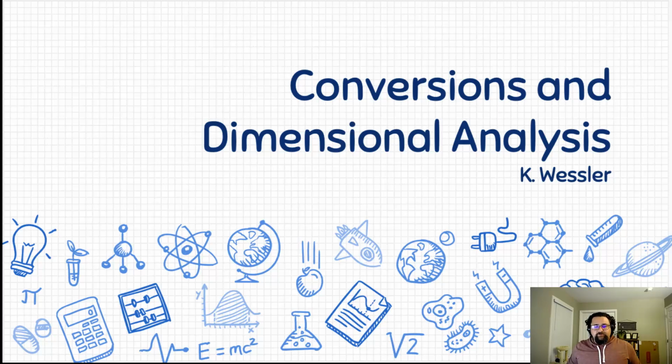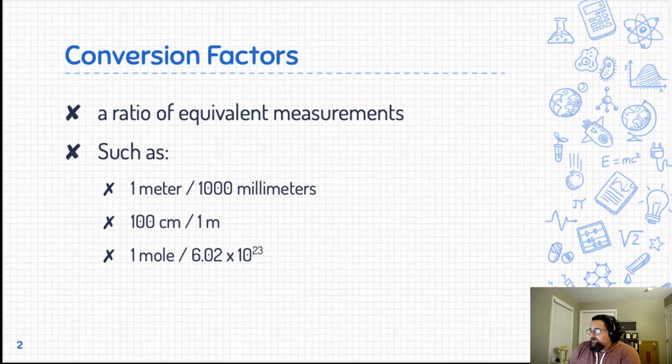All right, this is going to be a short video on conversions and dimensional analysis. First off, conversion factors are simply a ratio of equivalent measurements. We can think about this when we say that there's 12 of something in a dozen. We have 12 bananas in a dozen, or 12 eggs in a dozen. So if we said we have 36 eggs, how many dozen do we have? You'd say 3. All right.